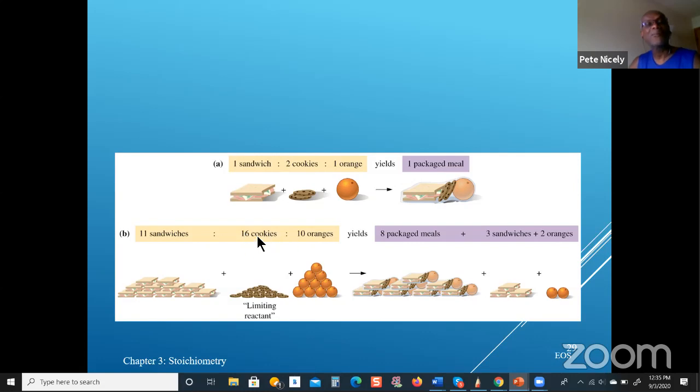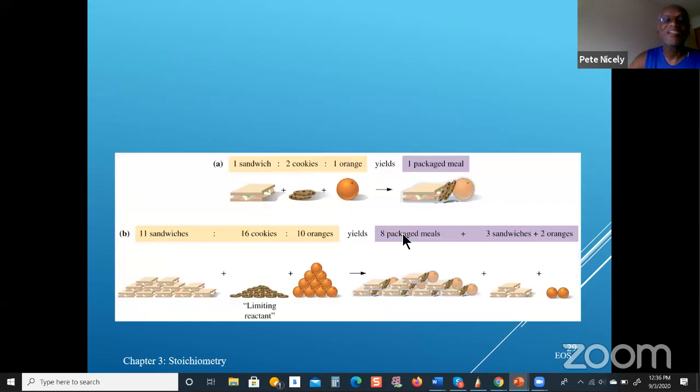Now, if we look at things from the standpoint of the cookies, we have 16 cookies, and based on the formula here, 16 cookies will require 8 sandwiches and 8 oranges, all right? And we have more than enough oranges and sandwiches for 8 of each of these to be used. So therefore, we know that all the cookies will be used up. We know that 8 of the oranges will be used up and 8 of the sandwiches will be used up, right? So therefore, in this context, the cookies would be the limiting item. And based on that fact, it is the cookies that determine how much product you will end up with. And in this particular case, you're going to end up with 8 packaged meals.